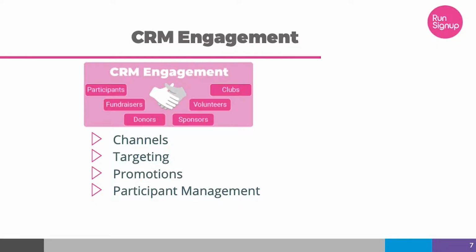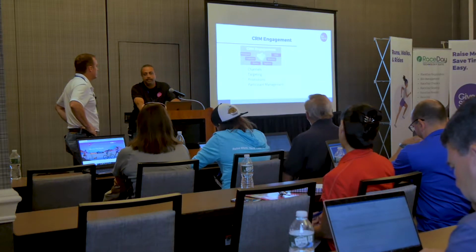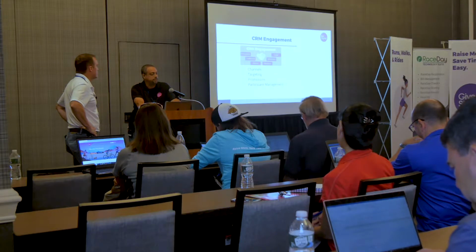So let's talk about the 4 ways for CRM engagement: channels, targeting, promotions, and participant management. Through channels, you can think of race website, Facebook, expos, training groups, etc. For targeting, specific targets like fundraisers who raised over $250 last year, or participants who have run your race 5 times in the past, or registrants who signed up more than 2 months out for the race last year, et cetera. In terms of promotions, think of this as how you get them to engage.